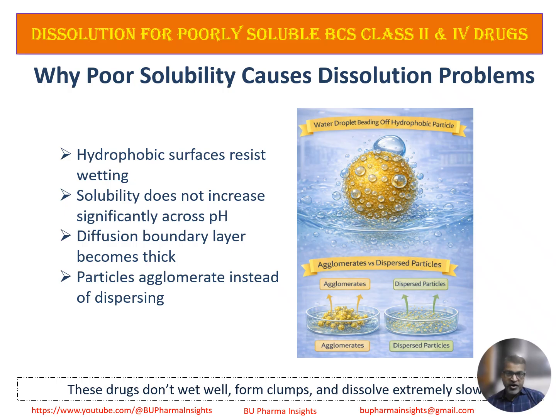According to Noyes-Whitney and Nernst-Brunner, dissolution rate depends on surface area, solubility, and agitation. For poorly soluble drugs, all three are reduced. Hydrophobic surfaces resist wetting. Solubility does not increase much across pH. The diffusion boundary layer becomes thicker and particles tend to agglomerate instead of dispersing. That's why low solubility drugs dissolve so slowly.